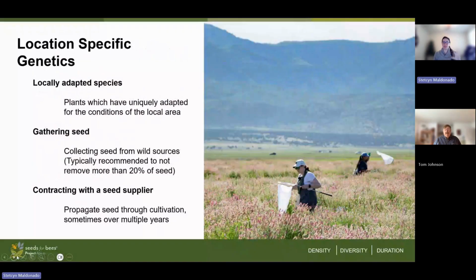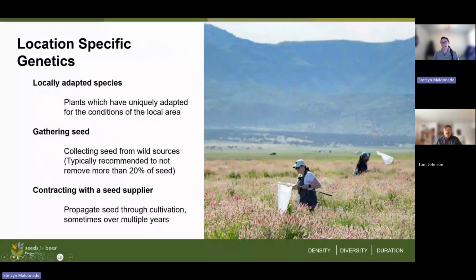Generally, as a rule of thumb for being more eco-conscious, is not taking more than 20% of the seed in that patch. You don't want to show up and then just mow down all of those native plants, take all the seed, and then having harmed that area for future seed production.